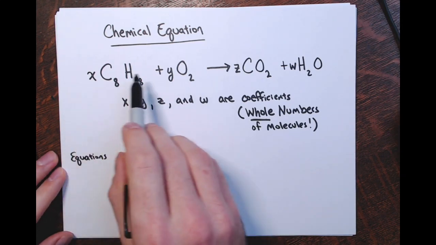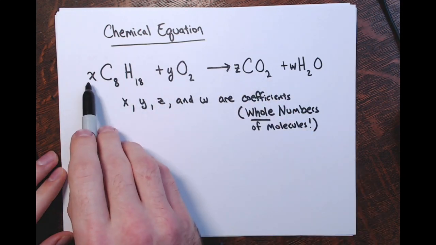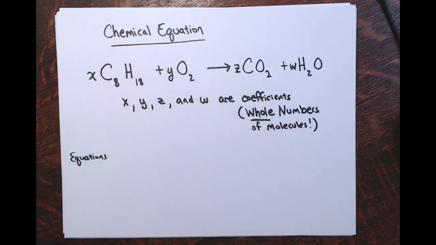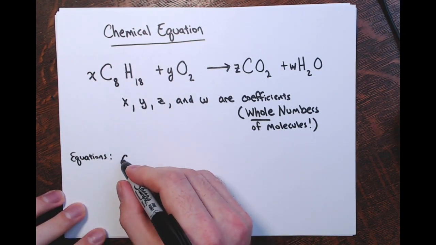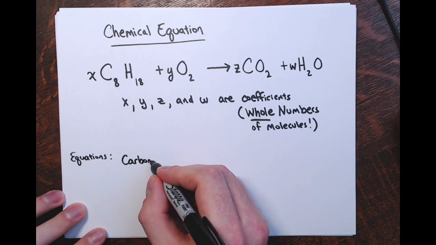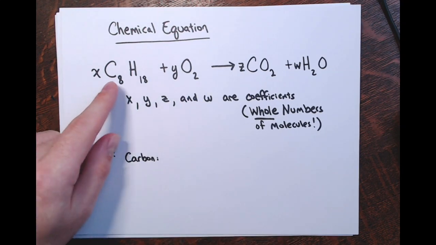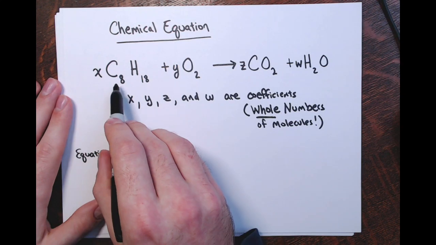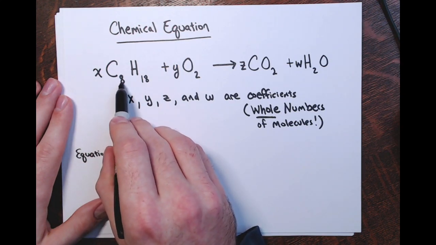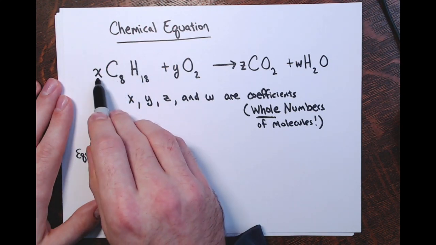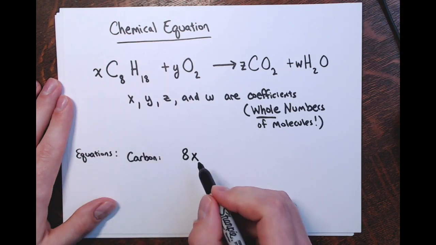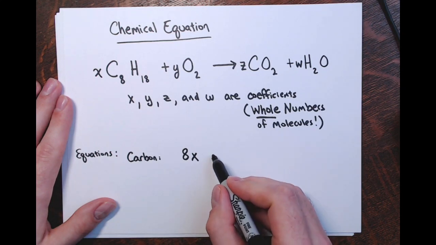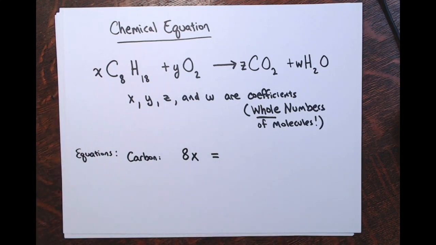Now again, instead of X, Y, Z, and W, you could have called these X1, X2, X3, and X4. It doesn't matter. So one will be an equation for each type of atom. I'll start with the carbon atoms. On the left side, there are 8 carbon atoms in every molecule of this, and there are X of these molecules. So there are 8 times X carbon atoms on the left side, and I would like this to be equal to the number of carbon atoms on the right side.